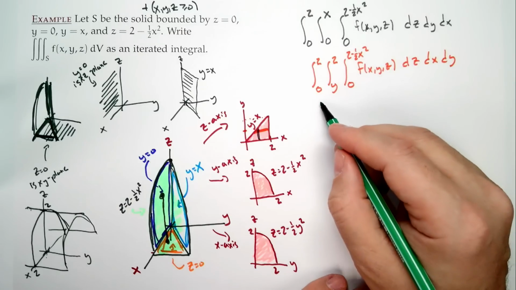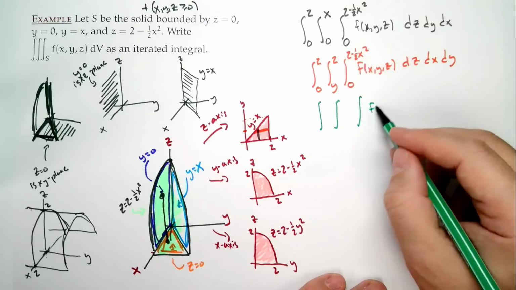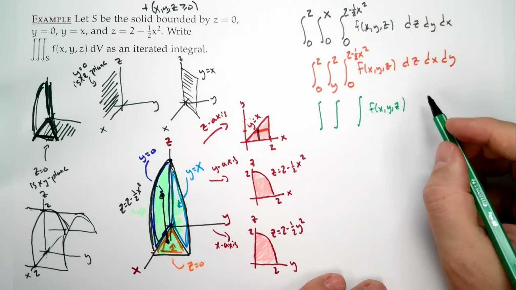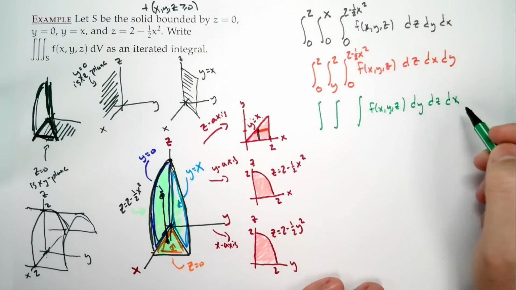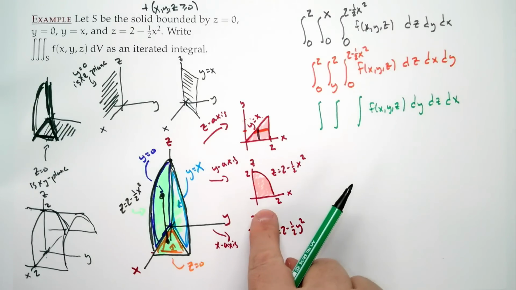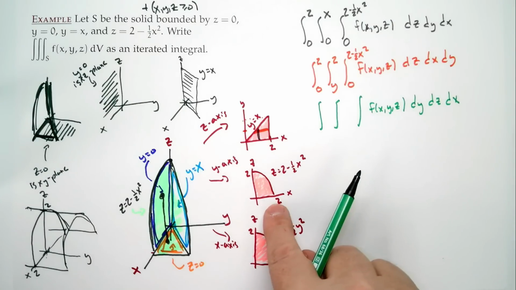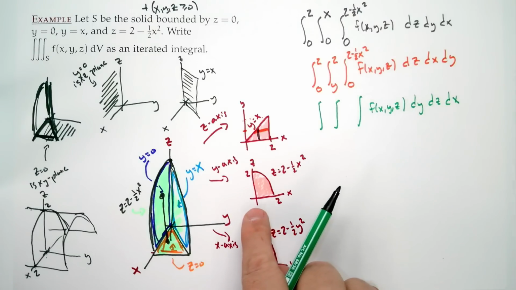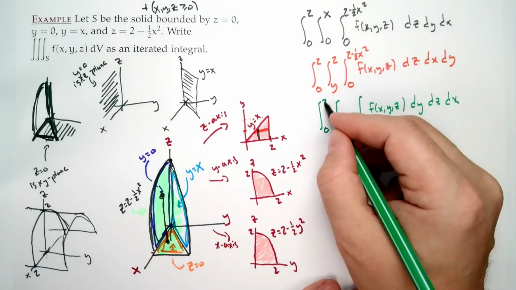Integral, integral, integral, f of x, y, z. Well, let's see, how about we do dy, dz, dx. So, look down the y-axis. There's the y-axis. Now, here's our starting point. Where does x go from? Well, x goes from 0 to 2. So 0 up to 2.